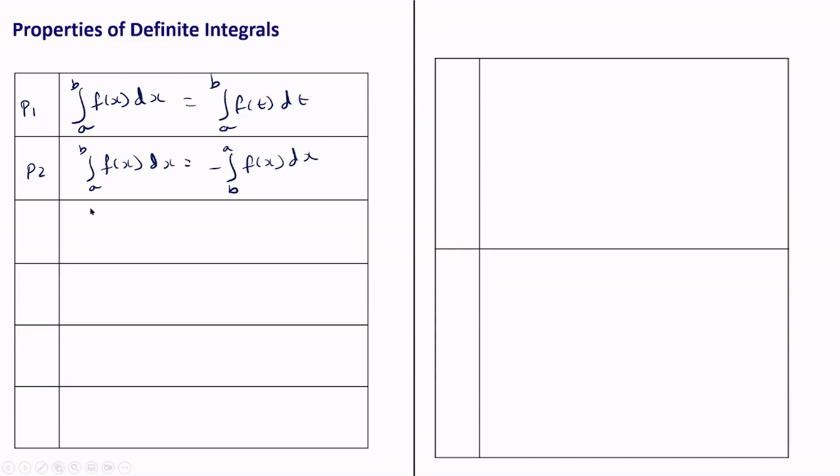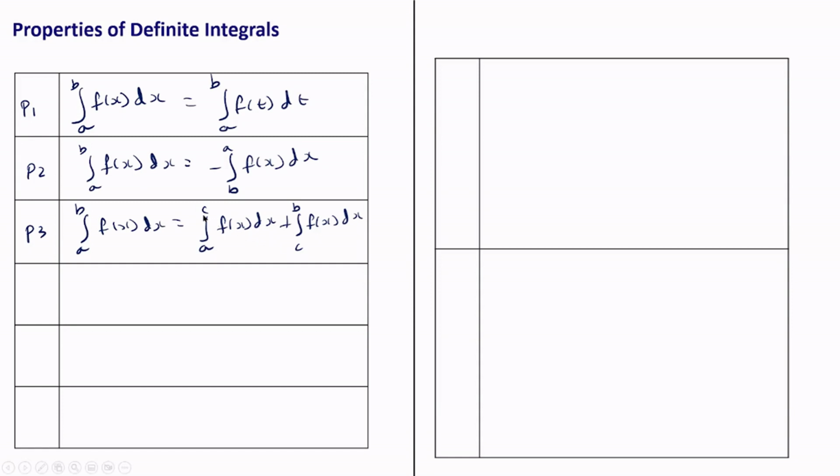So if we change the limits, that is, if the lower limit becomes the upper limit and the upper limit becomes the lower limit, then the sign of the definite integral changes. Next we have the next property. Integral a to b f of x dx is equal to integral a to c f of x dx plus integral c to b f of x dx.